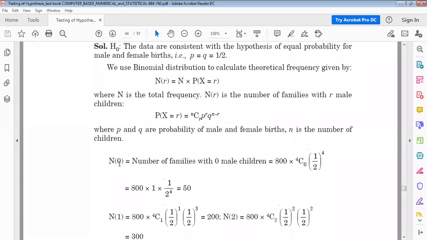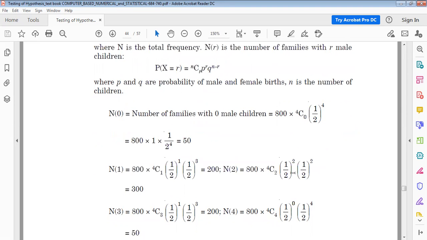Now for R equals 0, how many families here? The number of families with 0 male children, total number N equals what? 800 and probability of X equals R. Okay, 4C0 P to the power 4, and after calculation we get 1 multiplied by 1 by 2 to the power 4, 50.